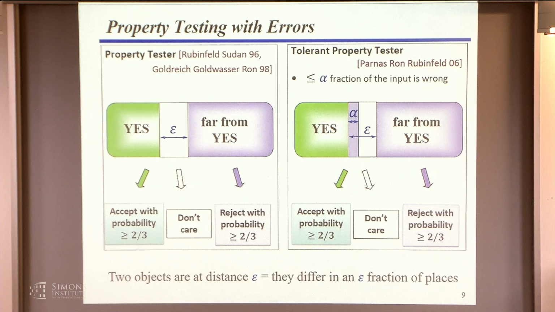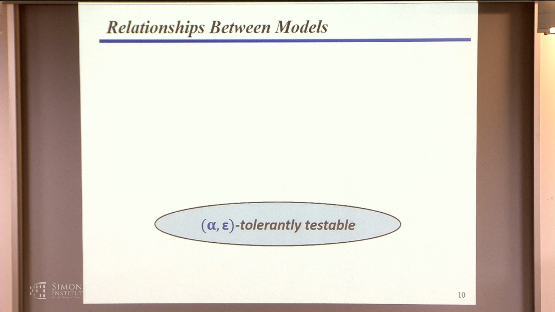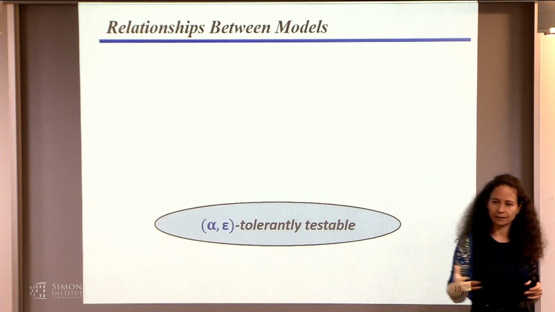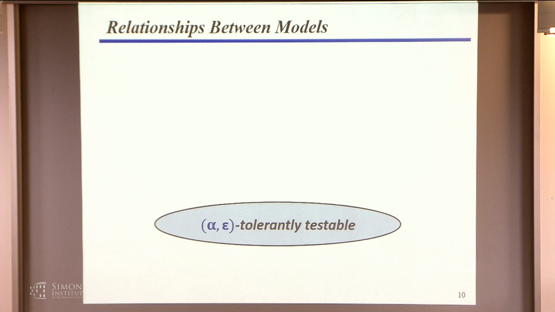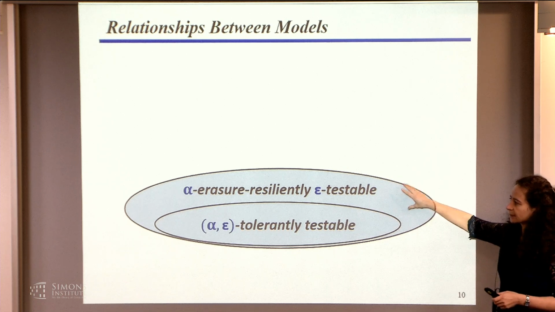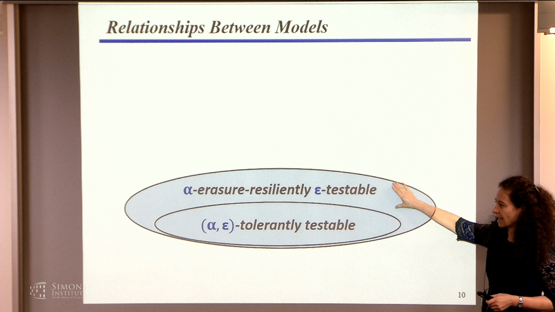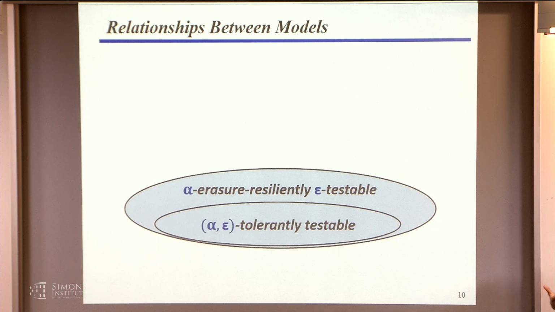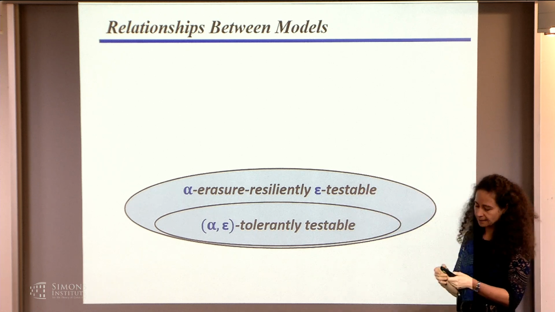Are there any questions about the models? So what are the relationships between the models? Alpha-epsilon tolerantly testable is the smallest class, so this is the hardest thing to do. And alpha erasure-resiliently epsilon testable is a bigger class. It's obvious that tolerantly testable is contained in erasure-resiliently testable because you can just fill the erasures in arbitrary ways. So it's obvious that this class is contained in this class.